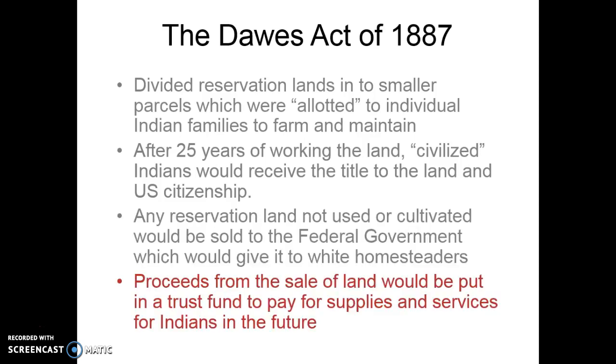And then any other proceeds from the sale of these lands would be put into a trust fund that was supposed to pay for supplies and services for the tribes in the future. Like everything else in government, inefficiency and waste and fraud often is an issue here. And so kind of in a similar way to the Freedmen's Bureau, which never really was successful in helping African Americans transition to freedom, these trust funds that were put together from the Dawes Plan, or the Dawes Act, never really fully panned out, and a lot of the promises that were made to these tribes never were kept.